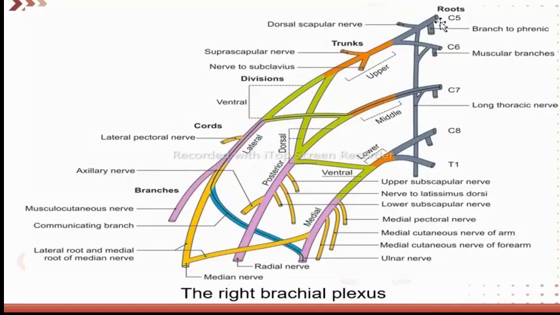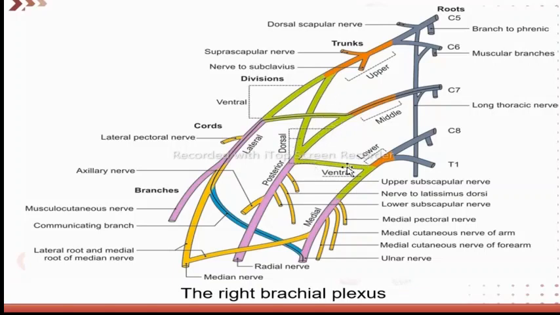So once again, the roots are the ventral rami, or anterior rami, of C5, C6, C7, C8, and T1. The upper two roots unite to form the upper trunk, the lower two roots unite to form the lower trunk, and C7 continues as the middle trunk. Then the upper trunk divides into an anterior division and a posterior division. The middle trunk divides into a ventral division and a dorsal division. Then the lower trunk divides into a ventral division and a dorsal division.